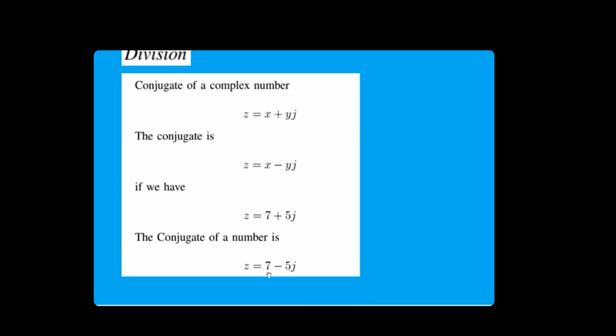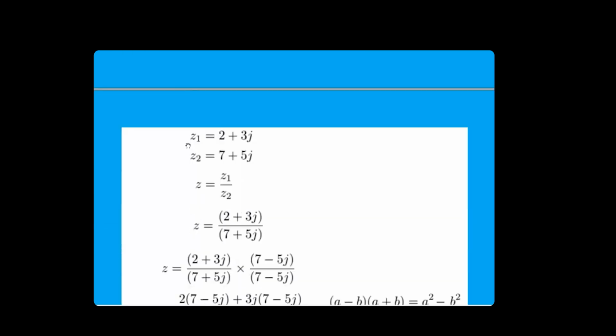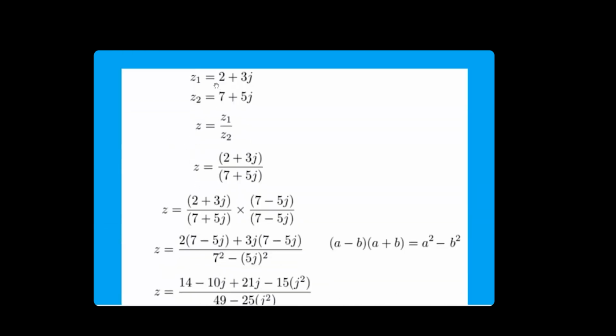For example, if the number is 7 plus 5j, its conjugate is 7 minus 5j. Similarly, if the number is 7 minus 5j, its conjugate will be 7 plus 5j. Both these numbers are conjugates of each other because only the imaginary part has a sign change. Now, let us start the division.